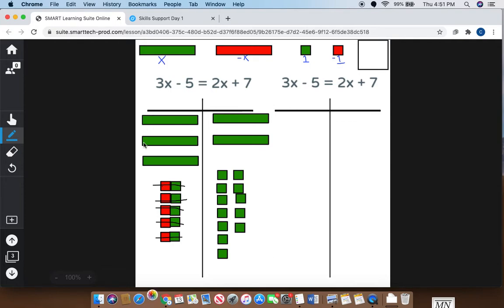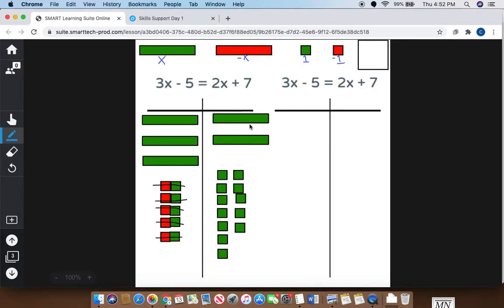And now we have 3x on the left side and 2x plus, and if we add these together, we have 1, 2, 3, 4, 5, 6, 7, 8, 9, 10, 11, 12. So this represents 12. But we're not quite done yet. The goal is to get the x's, the 1x, and all the numbers on the other side. Now we managed to move all the numbers, just the numbers, not the variables, to the right side.